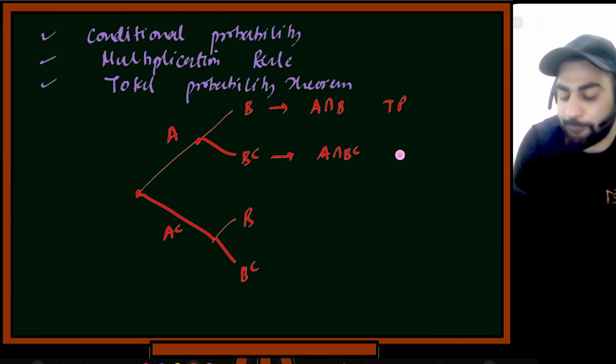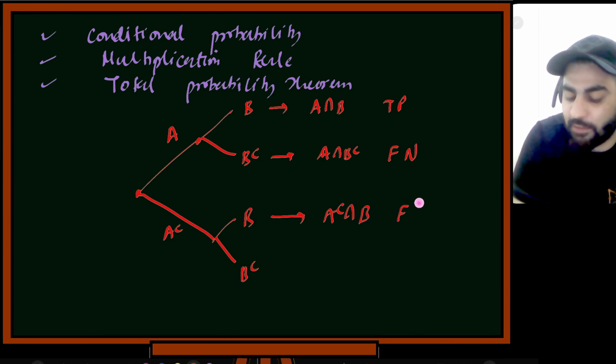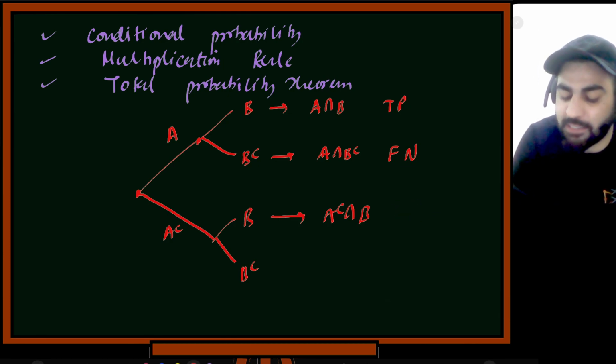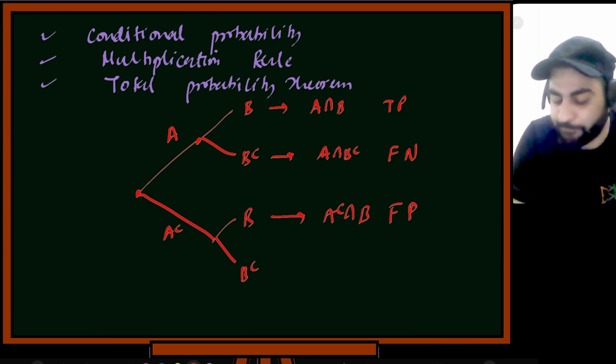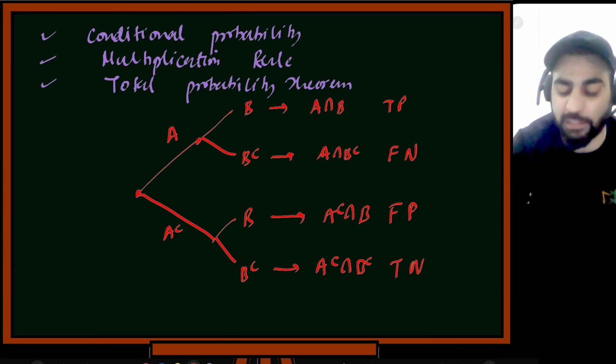This was a false negative, because he was deemed as negative but he actually was positive. This one here is A complement intersection B. So this was a false positive, because the person did not have COVID, but he was deemed as positive. And this is a true negative, A complement intersection B complement. This is what we saw so far. From this example, we understand all these concepts.